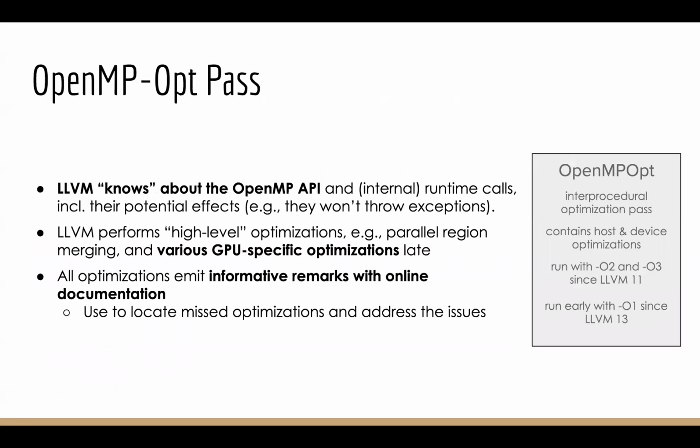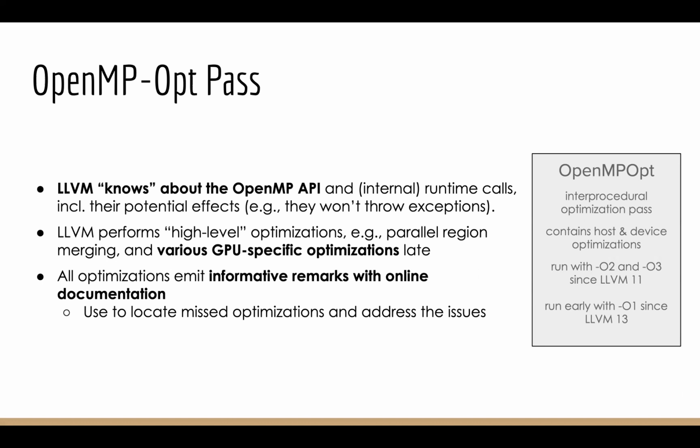As Johannes mentioned previously, we support this OpenMP opt pass inside of LLVM, which does a lot of OpenMP-specific interprocedural optimizations. We can do this because LLVM knows about the internal OpenMP API we use. We know what certain runtime functions do, what their side effects are, and what they'll do under certain conditions. We can follow the usage of these functions to determine certain semantic information, and we can perform really high level optimizations such as parallel region merging or various GPU-specific optimizations that I will mention later.